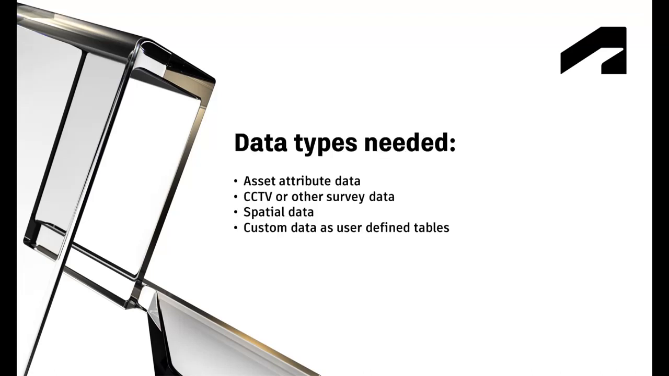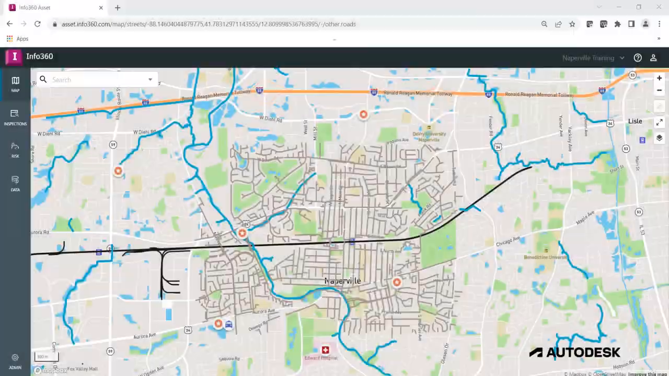At this point, all the data that you want to use in your risk analysis should be imported into Info360 Asset. This includes pipe attributes such as material and diameter, CCTV inspection data, spatial data, and custom data from external tables. In this example, we will show how to create components under the critical facility category.